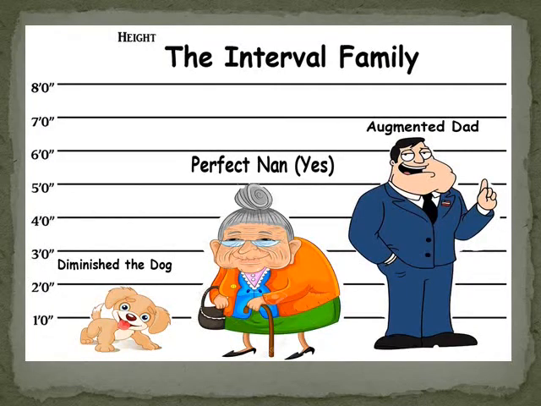will look like this. You notice Minor Mickey and Major Mum, the yes character, replaced by Perfect Nan, who in this particular scenario is the yes character. So therefore the family now is Diminished as the smallest, Augmented as the largest, and slap bang in the middle is Perfect Nan, who in this one again is the yes character.